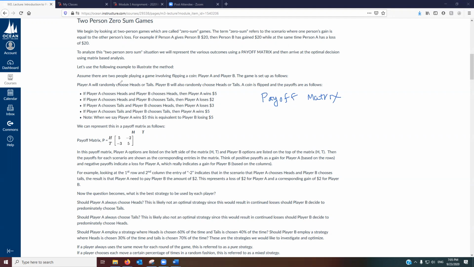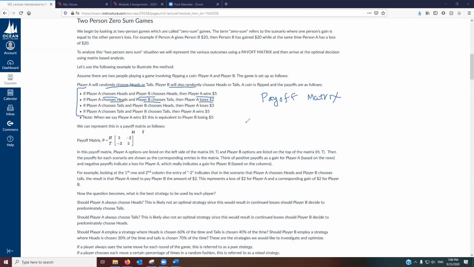So here's an example. If you read this example here, it's going to give you a game that involves payoffs. So here it is. Let's say you flip a coin, and player A will either choose heads or tails, and player B also chooses heads or tails, and then you flip a coin. So if player A chose heads and player B chose heads, then player A wins $5. If player A chooses heads and player B chooses tails, player A loses $2.